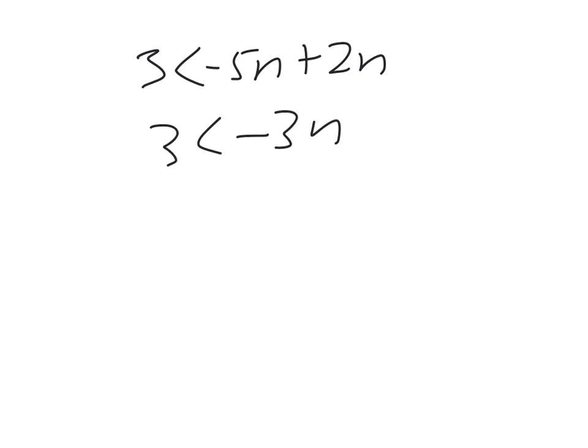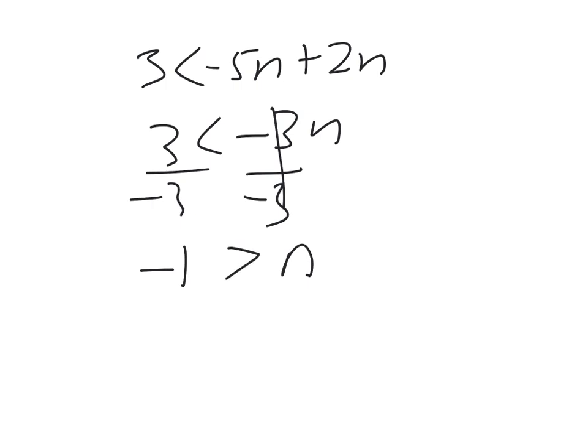We need n by itself, so we're going to divide by negative 3. The 3s cancel out, which gets us negative 1 and n. But remember, we divided both sides by a negative, so we're going to swap the sign. N is less than negative 1, or negative 1 is greater than n.